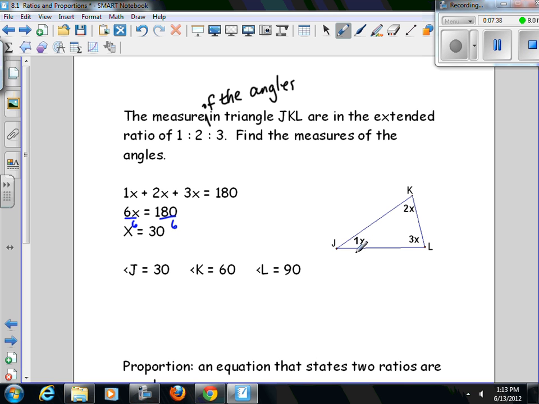Well, that means that this angle 1x would be 1 times 30, which is just 30 degrees. This other angle, 2x, would be 2 times 30, which is 60 degrees. And the third angle, 3x, would be 3 times 30, which is 90 degrees. And sure enough, those three angles do add up to 180, if you wanted to check it.